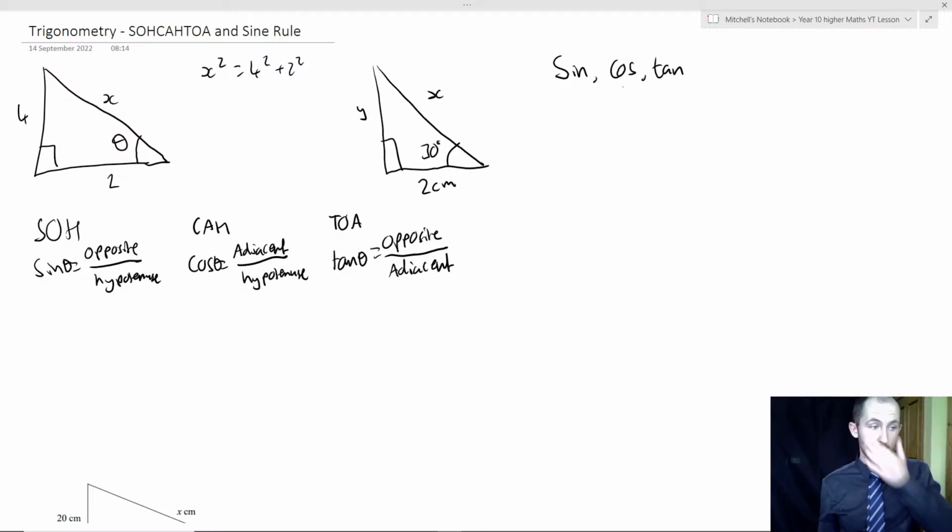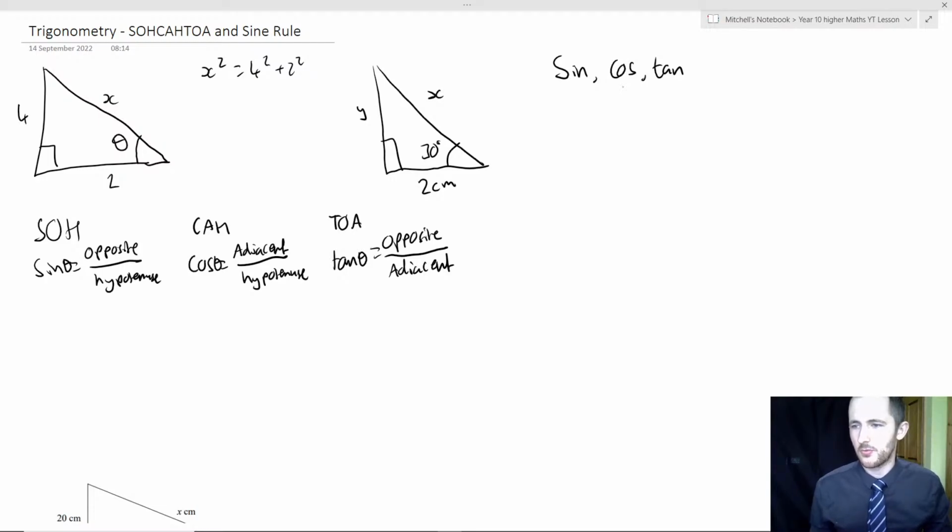Knowing this, you can actually do all trigonometry questions, except for the sine rule and cosine rule, which we'll come on to next week. But we can basically work out a bunch of different stuff from that. What we need to do first is be able to label our triangles. I've used these words adjacent, hypotenuse, and opposite, but I don't actually know what those mean yet.